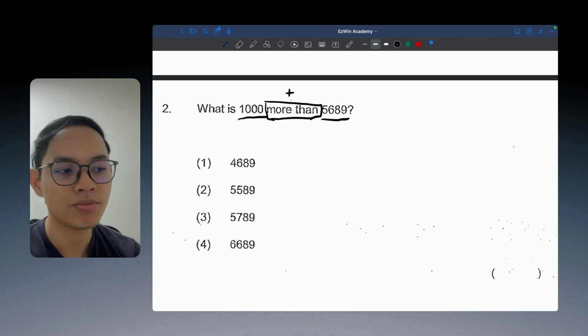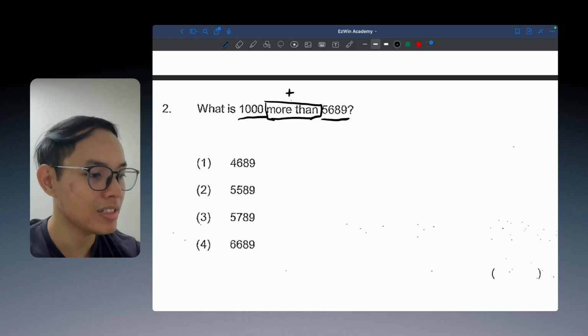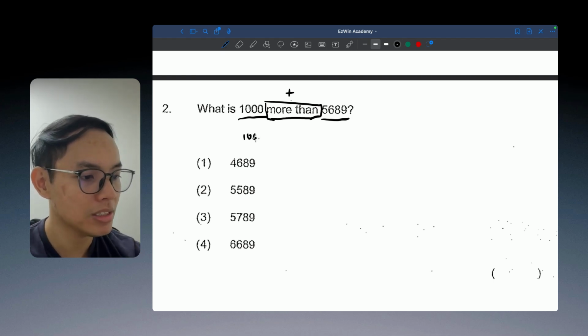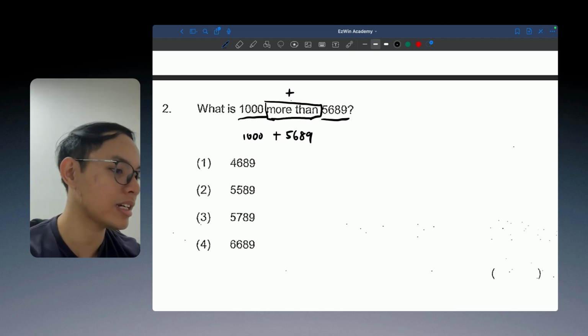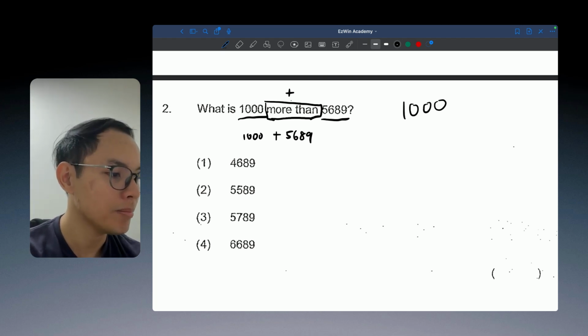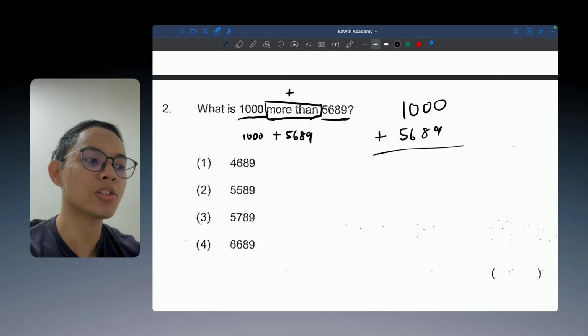It's an add. Okay, so essentially what this looks like is, what is 1000 plus 5689? So let's work this out, right? So let's put here 1000 and plus 5689. That's what I see over here. Okay, so let's go through, right?